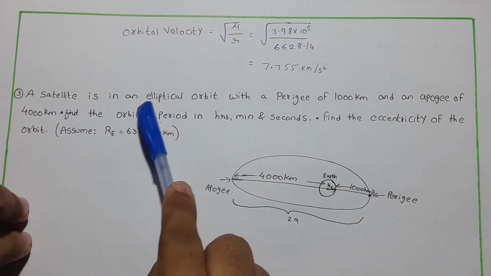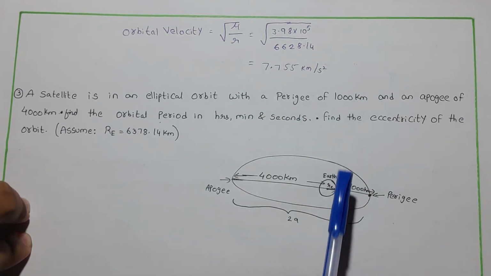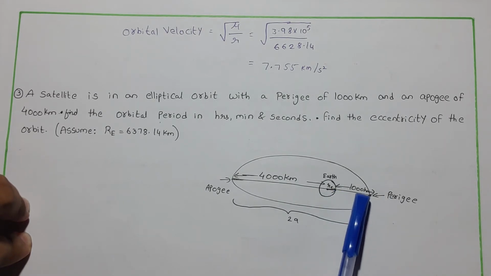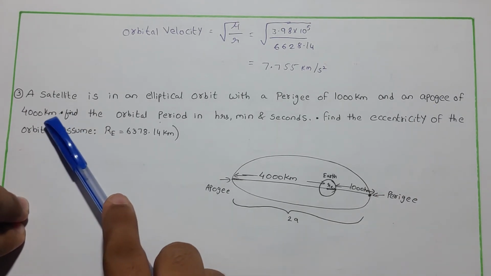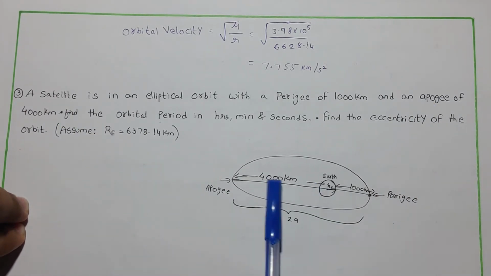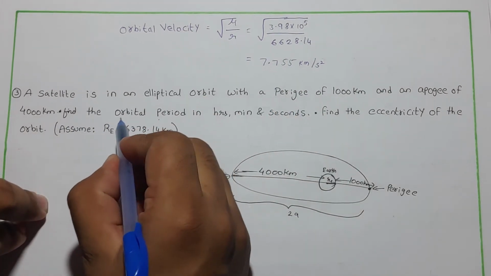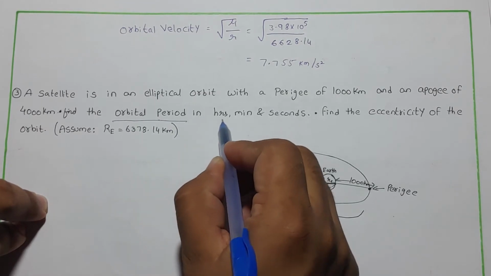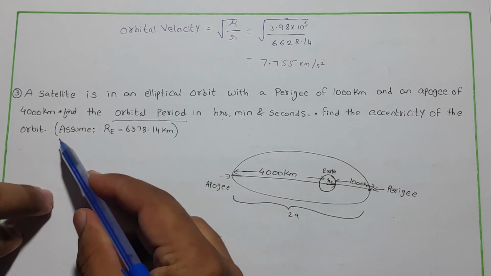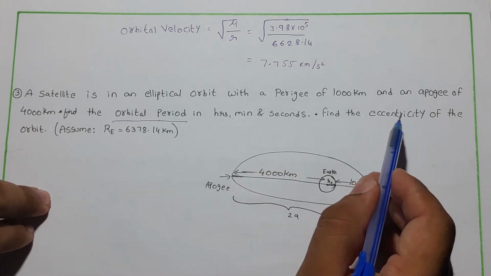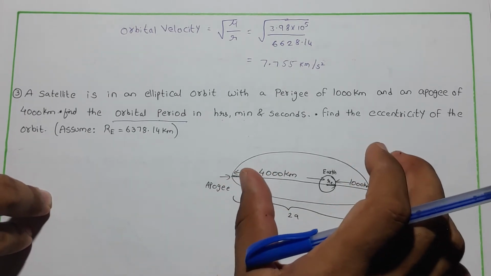A satellite is in an elliptical orbit with a perigee point of 1000 kilometers. That is, perigee is a distance of 1000 kilometers from the surface, and apogee of 4000 kilometers. Apogee is 4000 kilometers from the surface of the earth. Find the orbital period. Here we need to find the orbital period in hours, minutes and seconds, and find the eccentricity of the orbit. Eccentricity is nothing but the quantity that defines the shape of a sphere or circle.